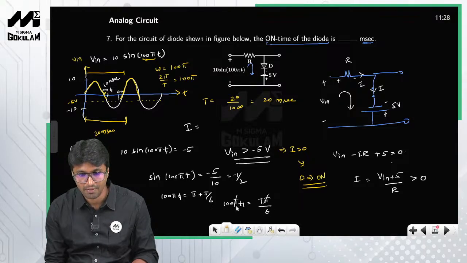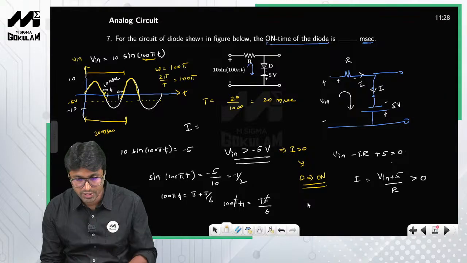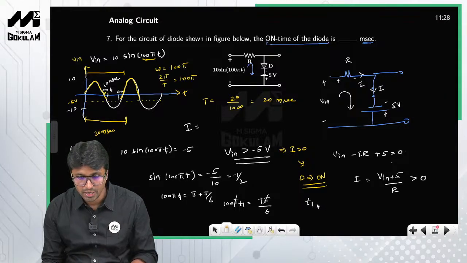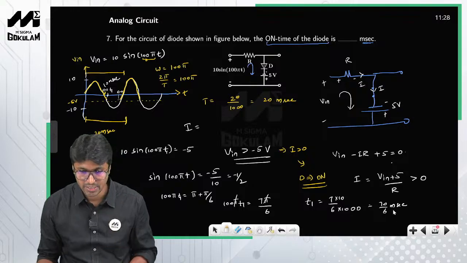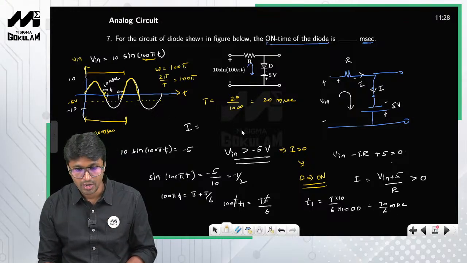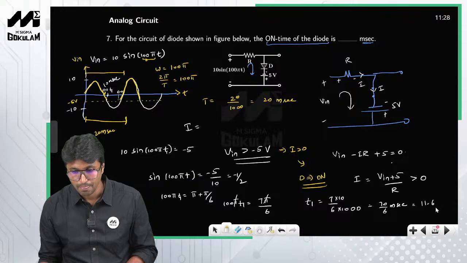Pi and pi will cancel, so t1 is equal to 7 by 6 into 100. Multiplying numerator and denominator with 10, that is 70 by 6 milliseconds. If you solve this, it comes out as 11.66 milliseconds.